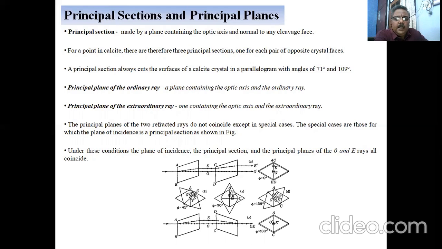109 degree. And the principal plane of the ordinary ray is the plane containing the optic axis and the ordinary ray, while the principal plane of the extraordinary ray is the one containing the optic axis and the extraordinary ray. The principal planes of the two refracted rays do not coincide except in special cases. Under these conditions, the plane of incidence, the principal section, and the principal planes of the ordinary and extraordinary rays coincide. Here you see that they are coinciding, here they are not.